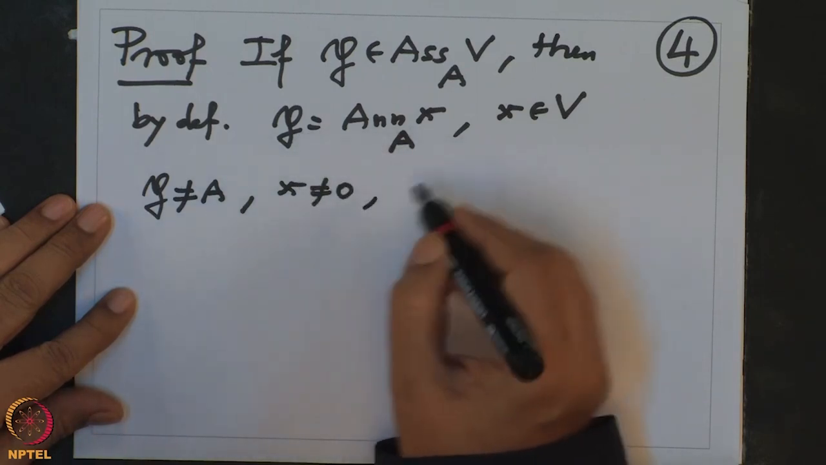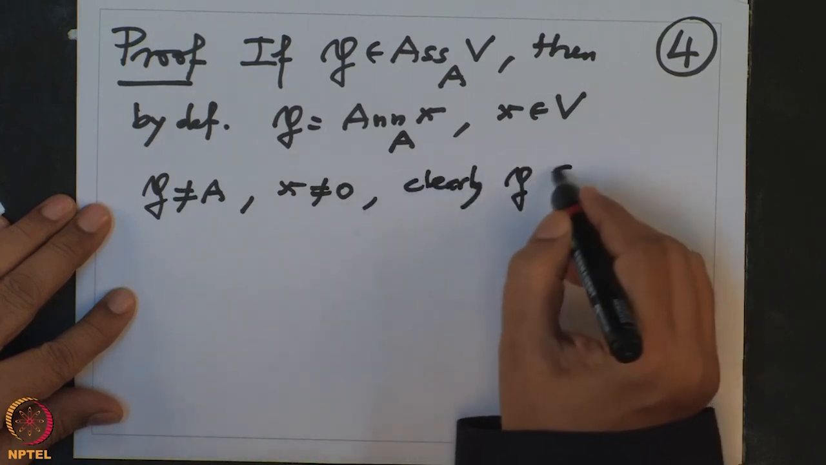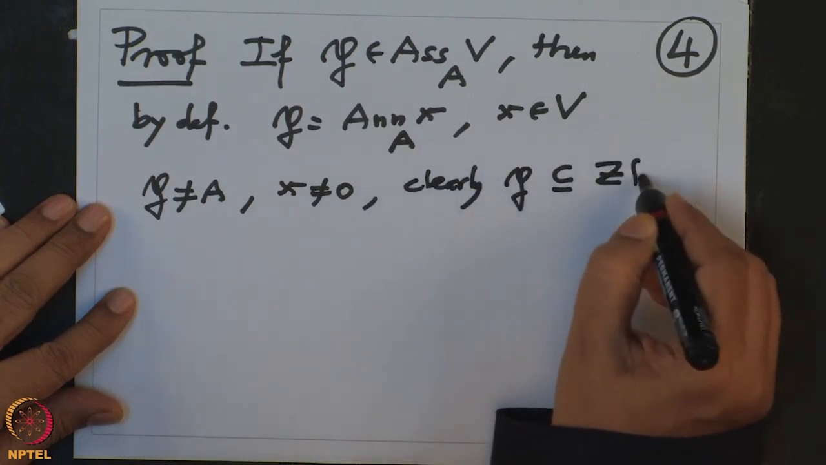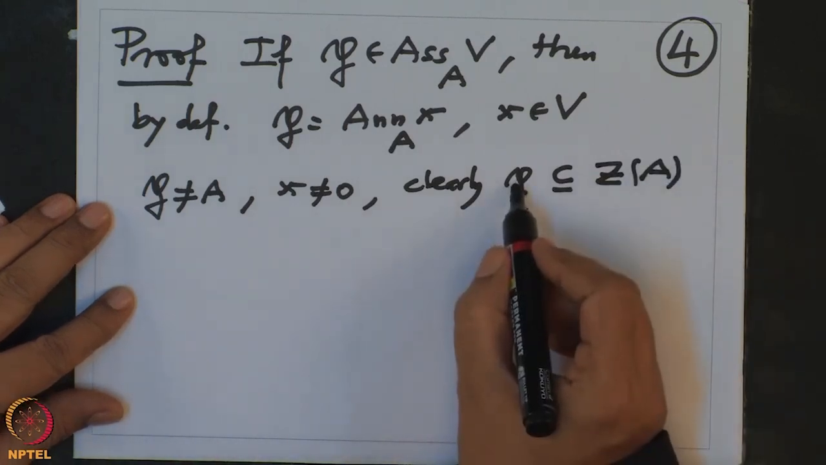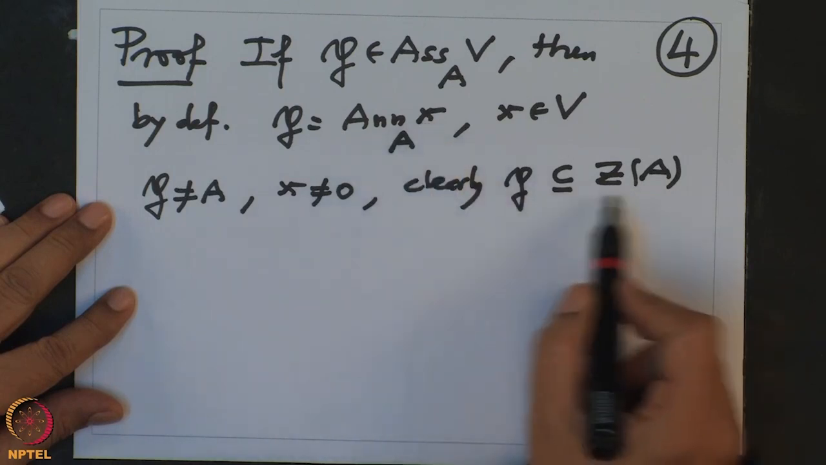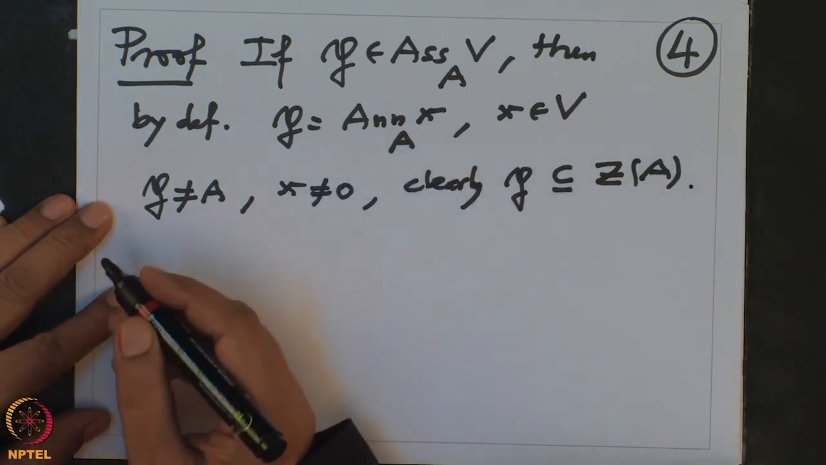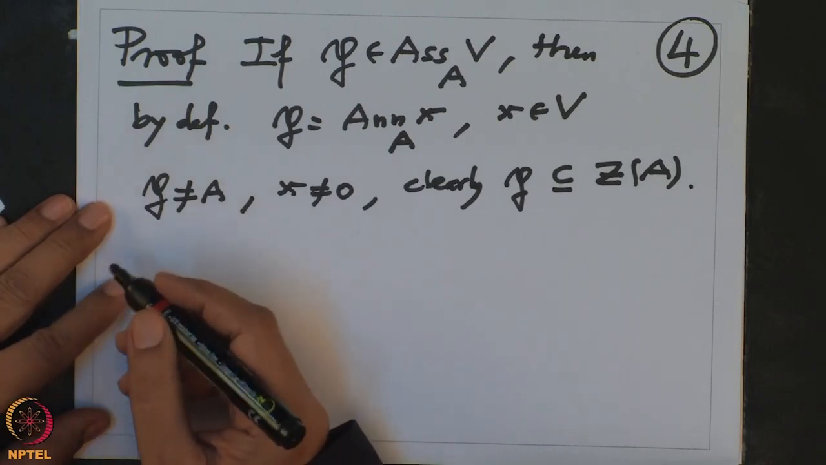So clearly P is then contained in the zero divisors of A, because every element of P, when you multiply it by this non-zero X, gives zero. Therefore they are zero divisors. So P is contained in the zero divisors.